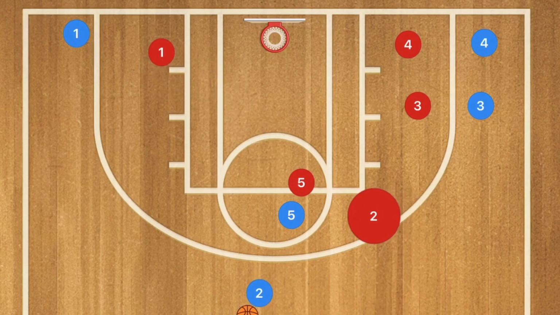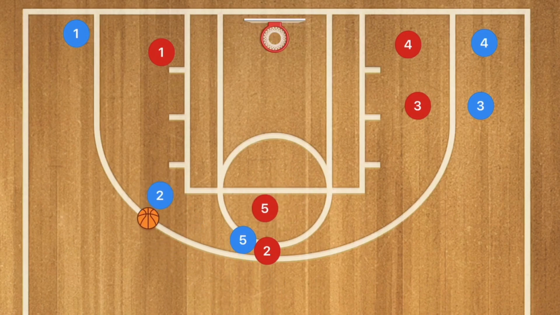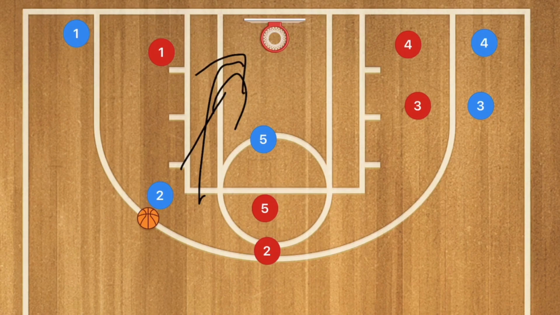And now we're going to bring player 2 up top, and this is going to be a screen and roll one more time with player 5. This can be a shot, a drive to the rim, or a pass to player 5 for the layup.